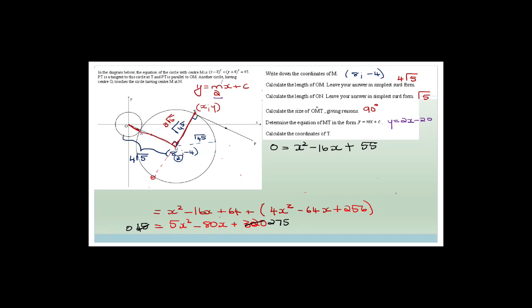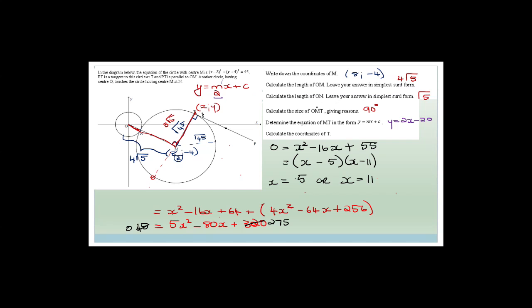55. Okay. And that gives you factors of 5 and 11. So it becomes x minus 5, x minus 11. Therefore, x equals 5 or x equals 11. So obviously, this point here is 11, and I don't know what the y is yet.